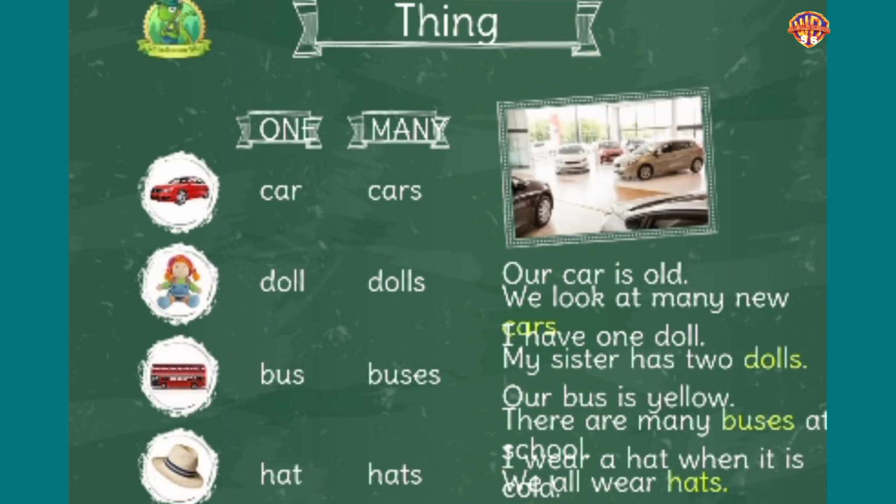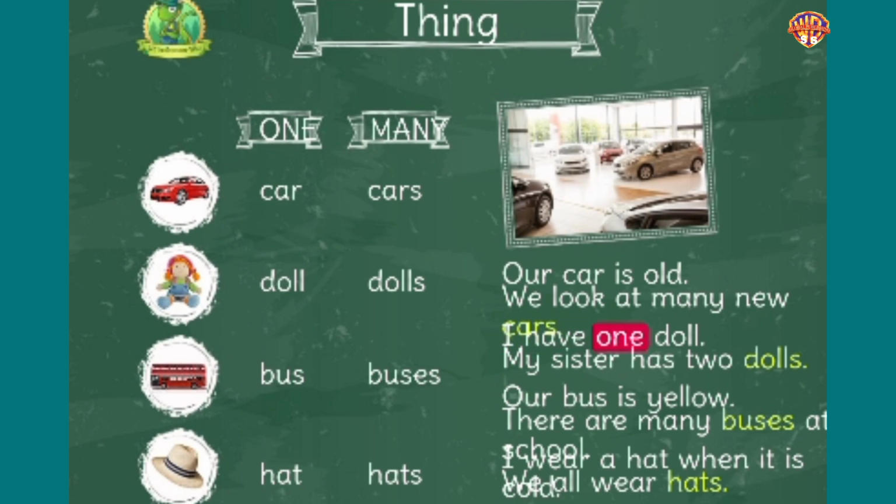Thing. One, many. One car. Many cars. One doll. Many dolls. One bus. Many buses. One hat. Many hats. Our car is old. We look at many new cars.